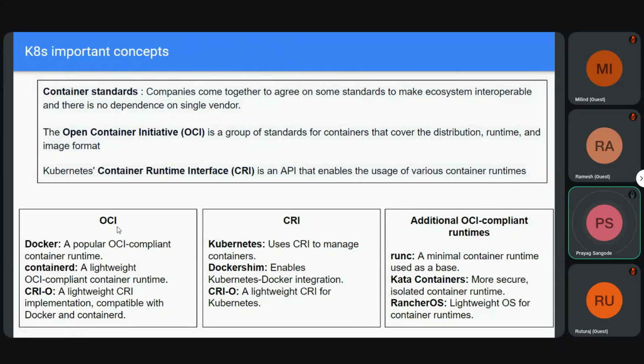So under the OCI standards, there are Docker, Containerd, and CRI-O. These are the runtimes. Docker is one of the runtimes, Containerd is another runtime, and CRI-O is another runtime. They all follow the Open Container Initiative. The Kubernetes Docker Shim and CRI-O follow the CRI interface, and there are some other OCI compliant runtimes like Runc, Katacoda, Rancher OS. So these are some of the standards.